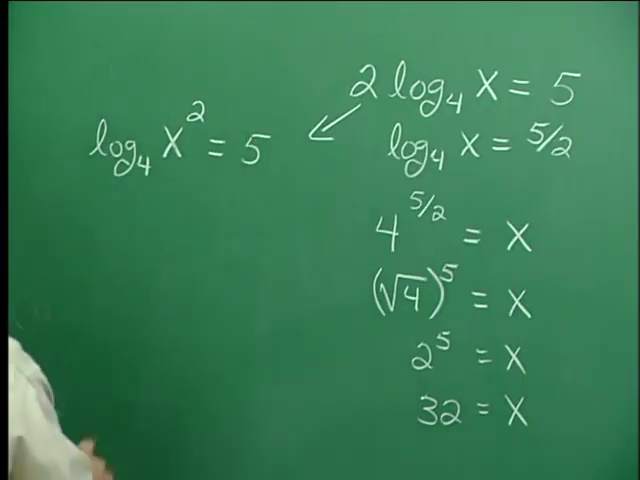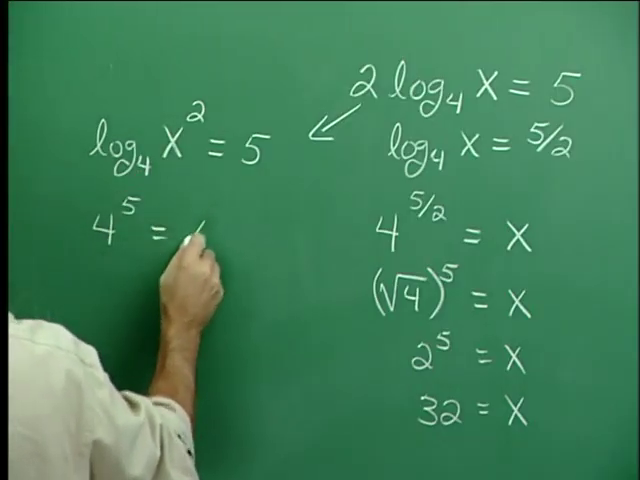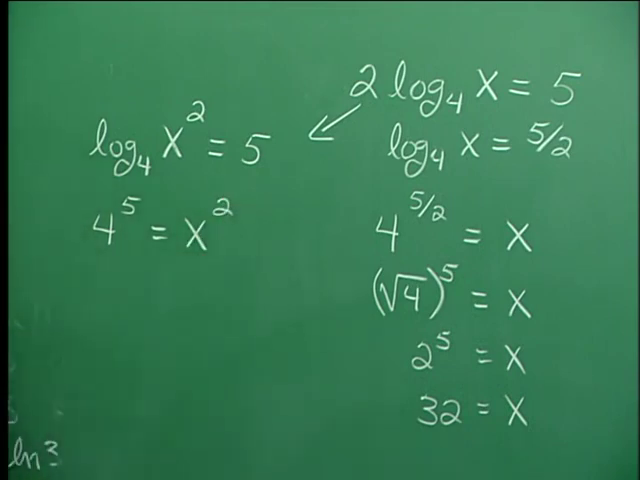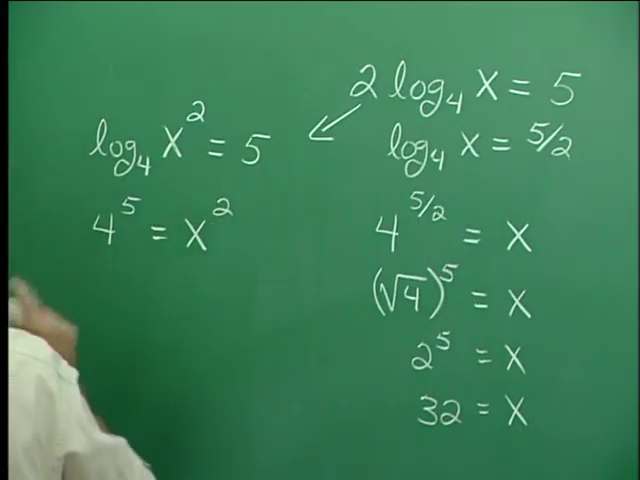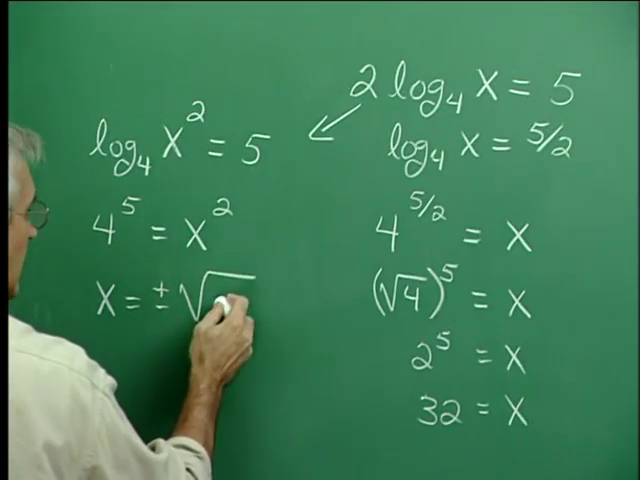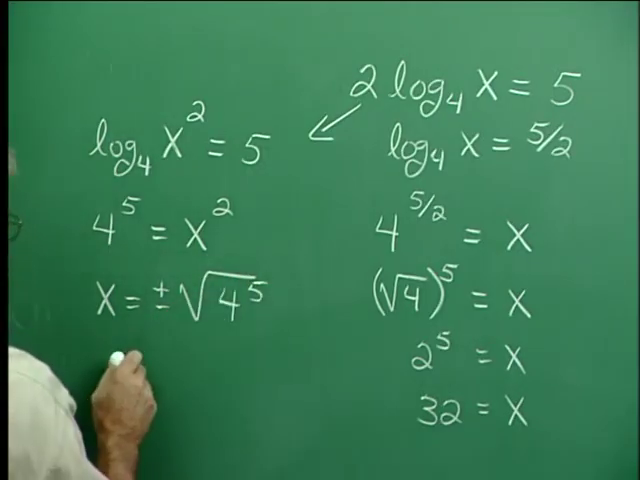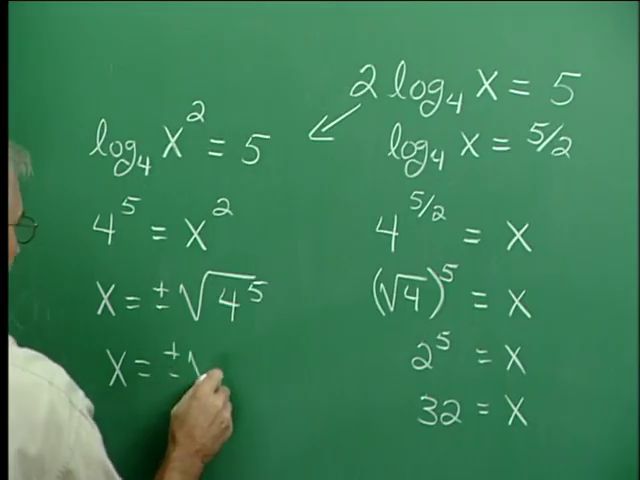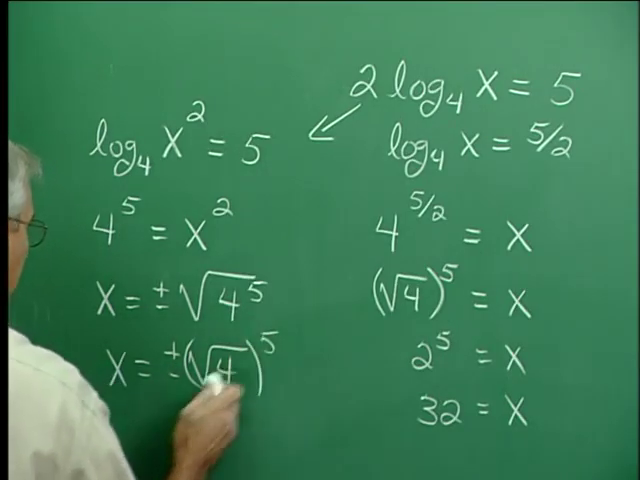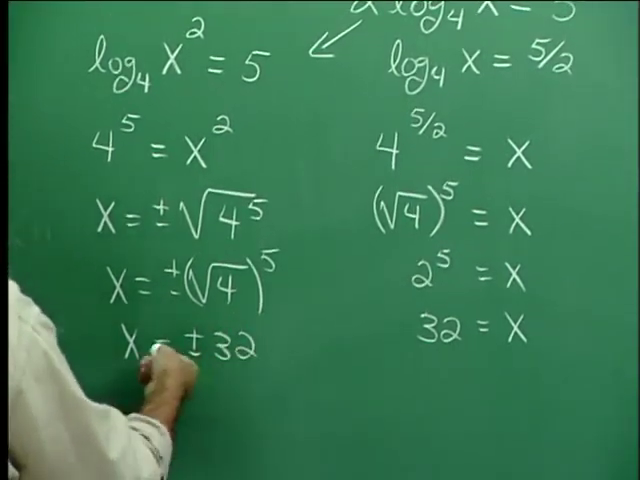Now we're going into the exponential form, so we have 4 to the 5th power equals x squared. By the square root property, we know that if x squared is equal to some number like this, then x is equal to plus or minus the square root of that number, of 4 to the 5th power. Now, we know that we can manipulate this into plus or minus the square root of 4 to the 5th, so it looks like we're going to get the same kind of thing that we got before, but it's plus or minus. Now, what about this situation?